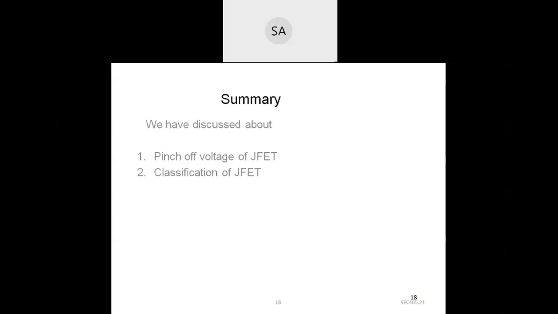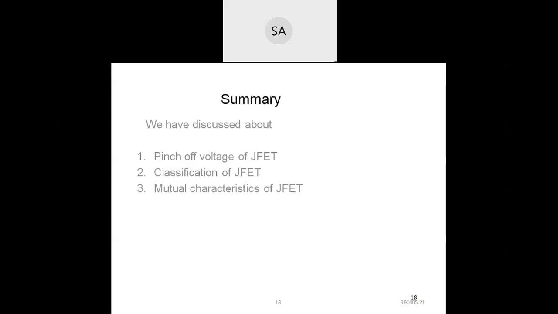So depletion mode is again classified into the P channel and N channel, and enhancement mode is again classified into the N channel and P channel. Here, MOS transistor is abbreviated as metal oxide semiconductor field effect transistor, and IGFET is abbreviated as insulated gate field effect transistor.